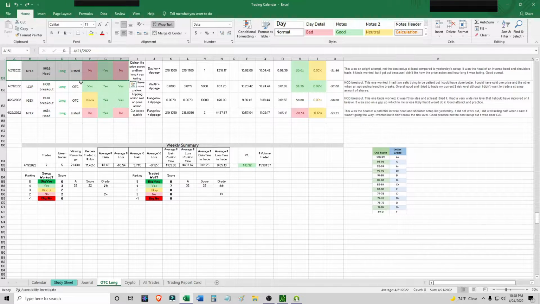I did have these two trades. These were the worst of trades. Netflix is a high-priced listed stock, not an OTC, not something I do my best with. I didn't even trade my $5 risk level for this type of setup.